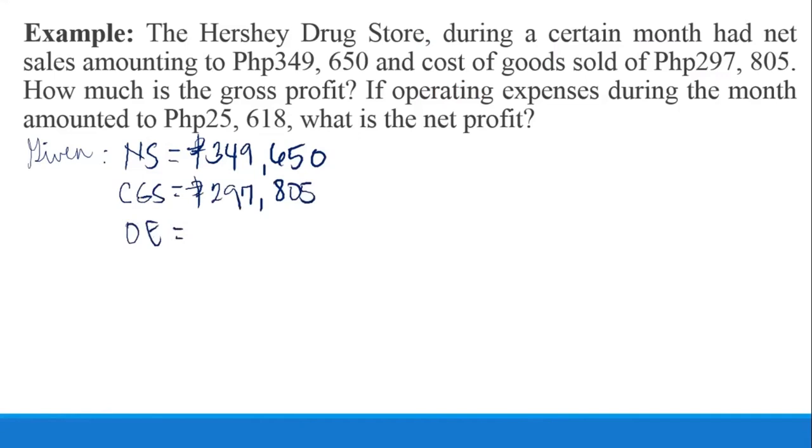Okay, so gross profit is determined by finding the difference between the cost of goods sold and the net sales. Kaya involved dyan si OE, yung operating expense. Okay, which is magkano? O yung operating expenses mo. That is equal to 25,618 pesos. So we are going to find for the net profit and gross profit. Okay, so may kinita ba yung drugstore?